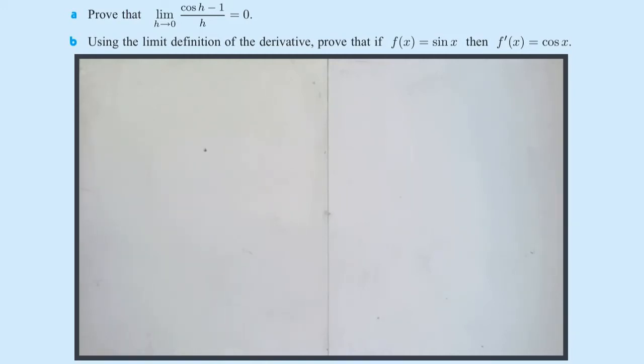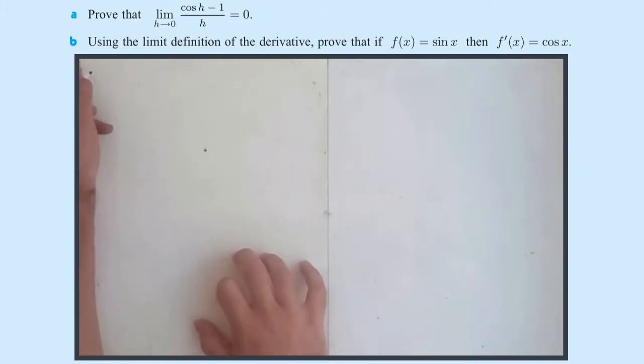Prove that the limit as h approaches 0 of (cos h minus 1) over h equals 0 as part A. Part B, using the limit definition of the derivative, prove that if f(x) equals sine x, then f'(x) equals cos x. Right, so we'll start with part A.